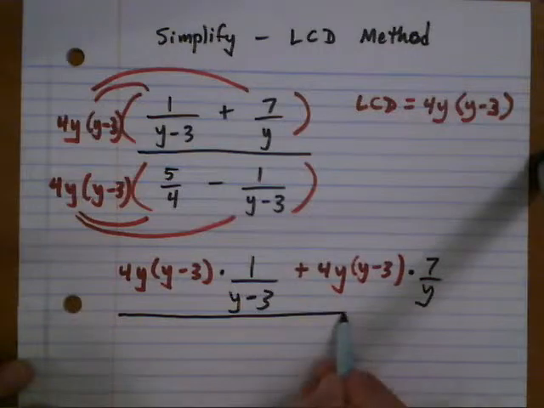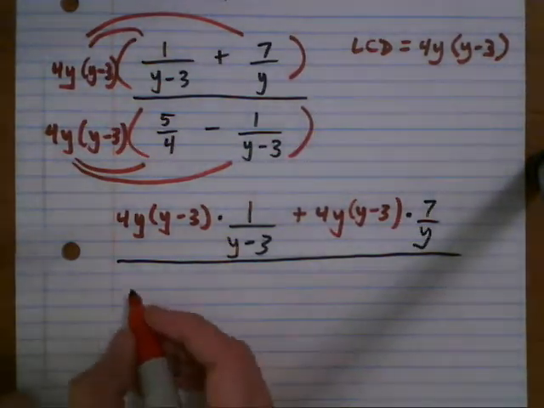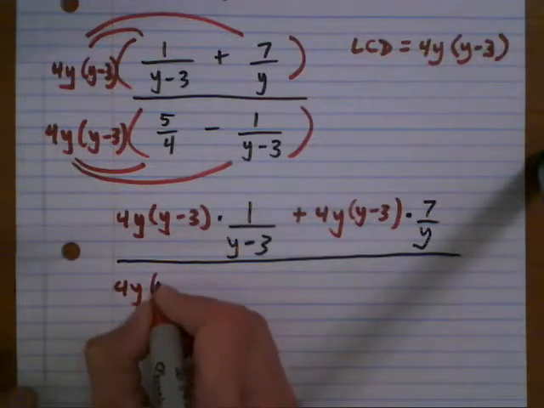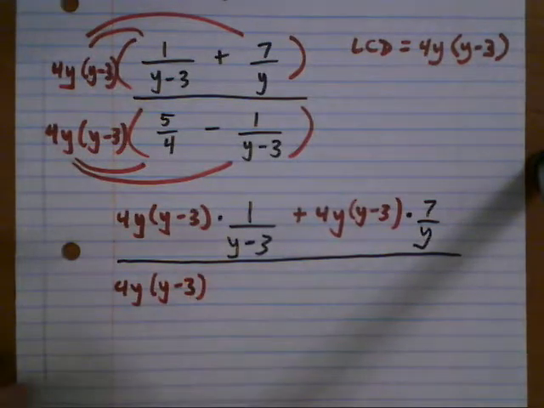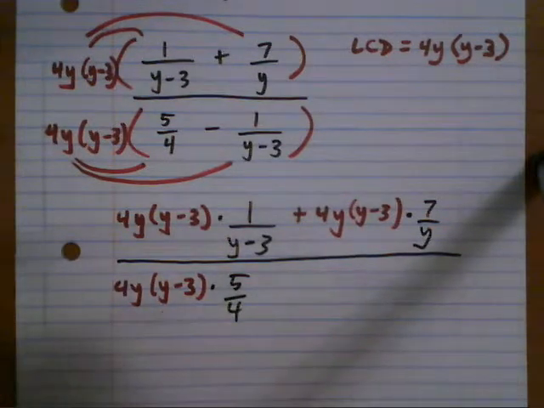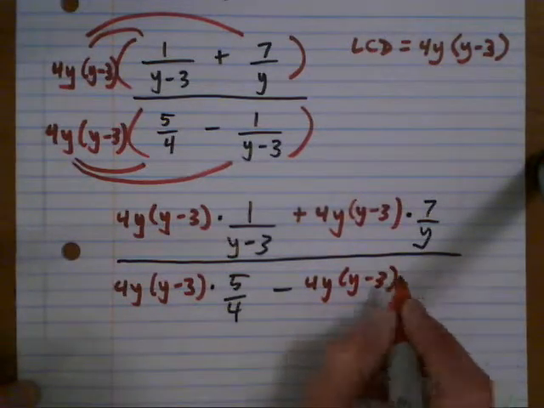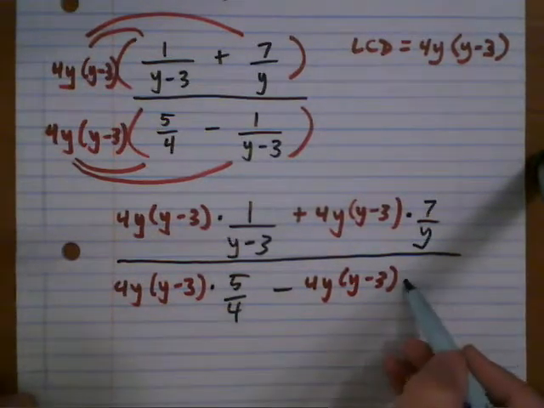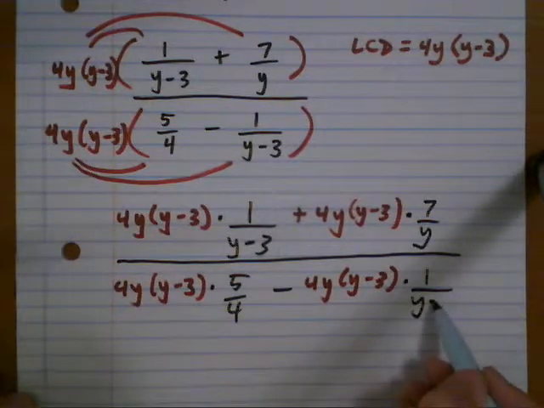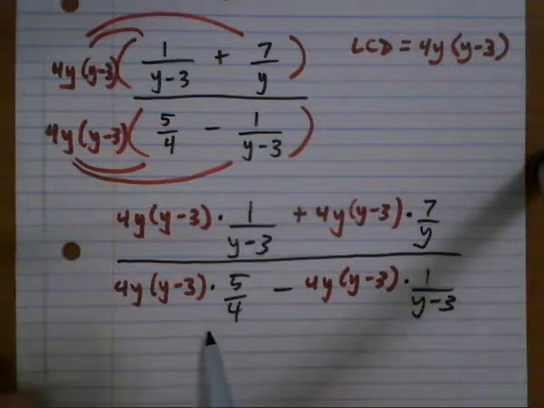And that's all over the LCD, again, distributing on the bottom. So we get 4y times y minus 3 times 5 over 4 minus 4y times y minus 3 times 1 over y minus 3. And now we want to do some canceling.